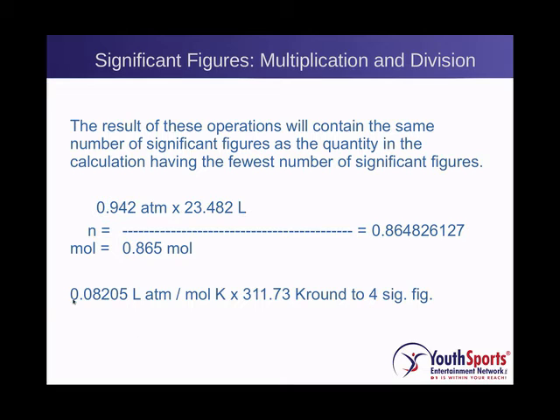Similarly, if we have 4 digits here and 5 digits here, you will round the result of multiplying them to 4 significant figures.